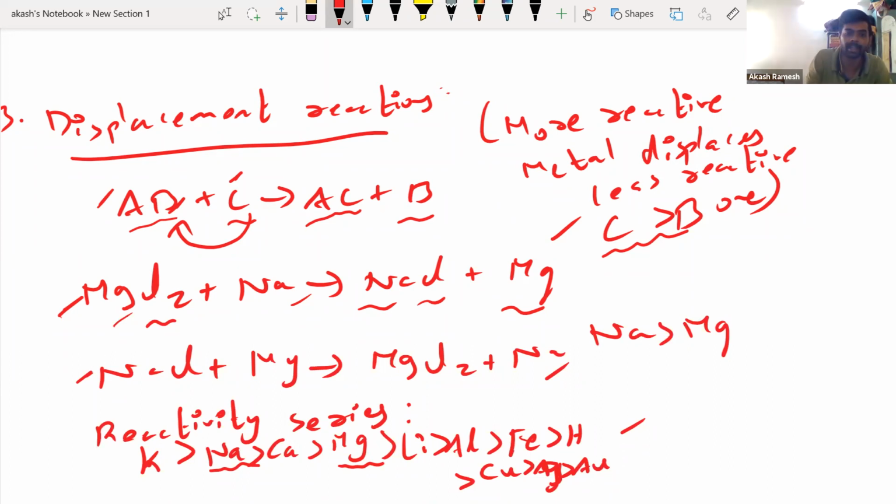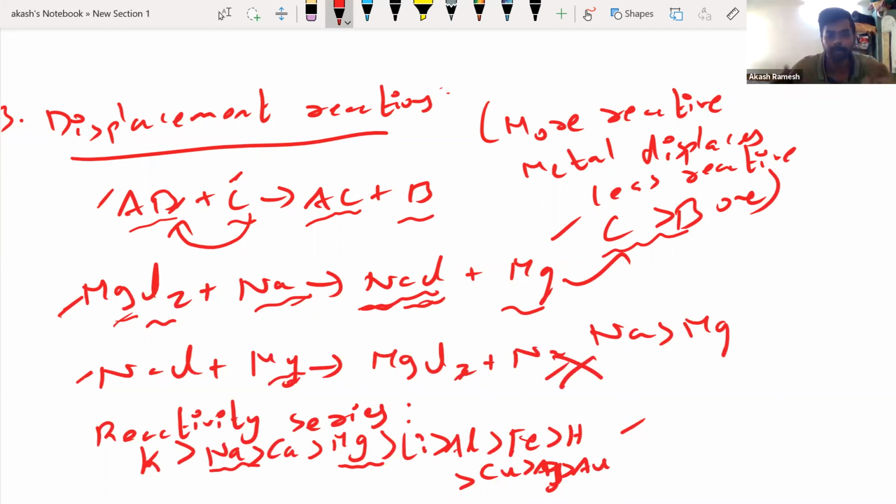That means what? Can I say this reaction is completely all right? Why? Because sodium is more reactive and magnesium is less reactive, and sodium is displacing magnesium in the product side. Right? But if you look at the second reaction which we wrote, what is happening? Magnesium, we know, is less reactive and sodium is more reactive. But what is happening? Magnesium is replacing sodium. So this reaction is absolutely not possible.